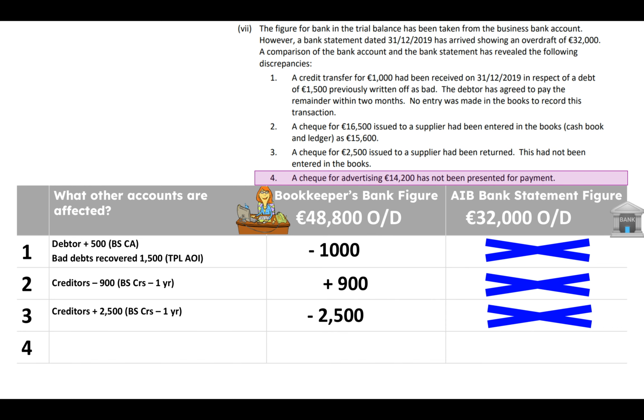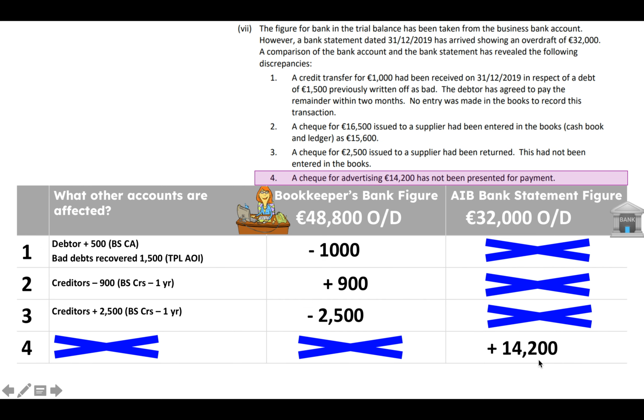So that just means that the bookkeeper gave a cheque to an advertising agent, okay, whatever, and they just put the cheque into their back pocket and they just haven't cashed it yet. All right, so that's literally all that happened there. So we just need to get the bank figure after this advertising company would go in and cash the cheque. So if an advertising agency went in and cashed this cheque of 14,200, that would increase the overdraft by 14,200.